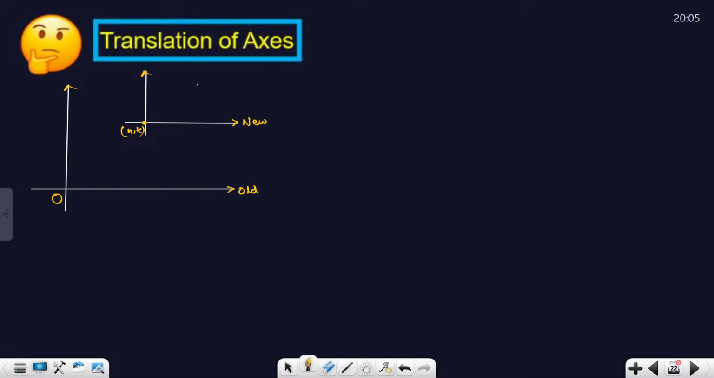Now there is a point, let us say its coordinate be small x comma small y. When there is small x and small y, it is for the old system. And with respect to the new system, let us say the coordinate of this point be capital X and capital Y. Capital X and capital Y is with respect to the new system, and small x comma small y is with respect to the old system.